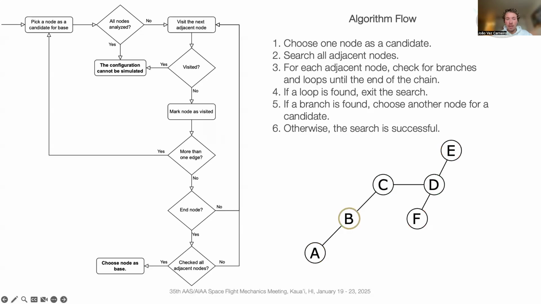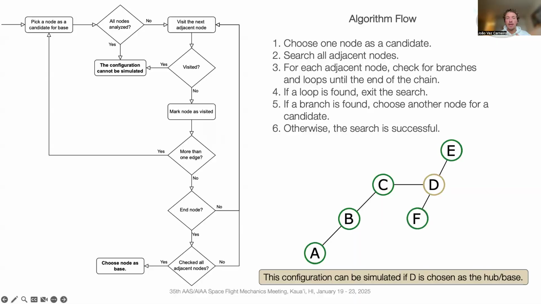If we do the same for B, now we have two adjacent nodes, A, which is totally fine, and C. We go through the chain of C and we get to the exact same problem at D where it branches out. You might have found a solution already, but if we start with D, then we have three adjacent nodes. C, and that chain is completely fine. And then we also have E, which is fine, and F, which is fine. So in this case, this particular configuration can be simulated with the back substitution method if D is chosen as the hub or the base.